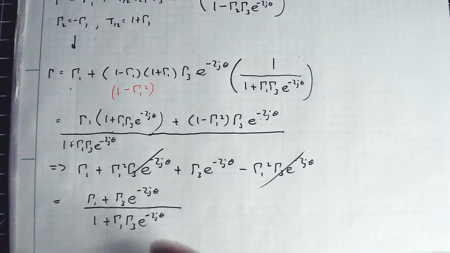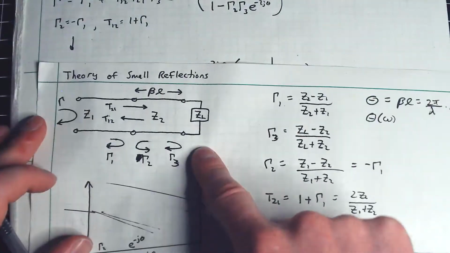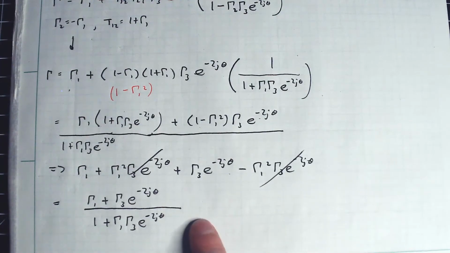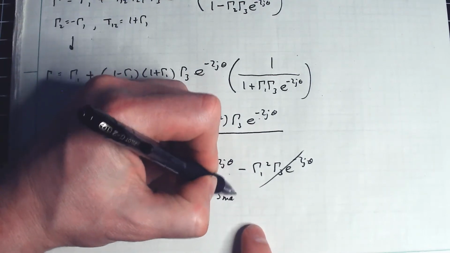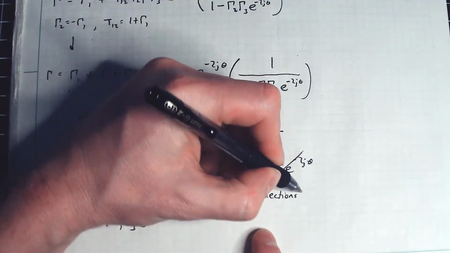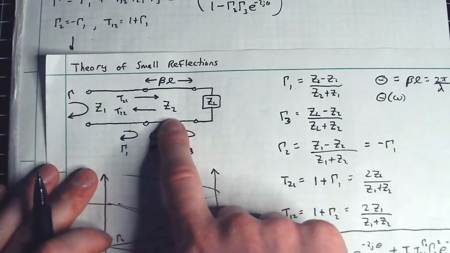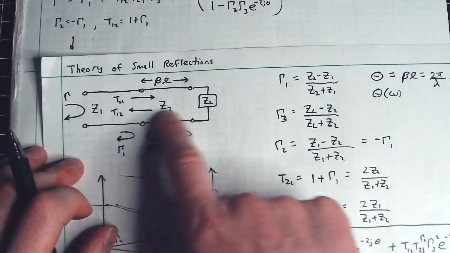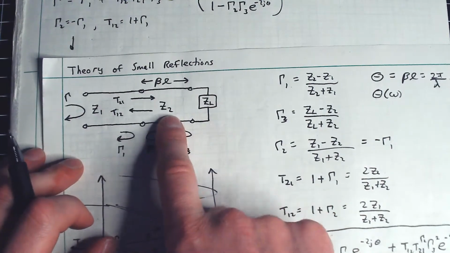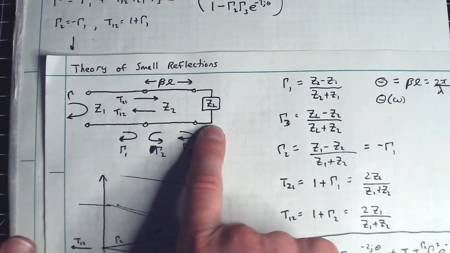Okay, so that's interesting. Remember, this is an exact equation that will exactly predict the reflection over here. So why is this now interesting? This is where the notion of small reflections comes into play. Let's suppose, hypothetically, the mismatch between my transmission line 1 and transmission line 2 is very small. And also that the mismatch between this line and this load is also somewhat small.